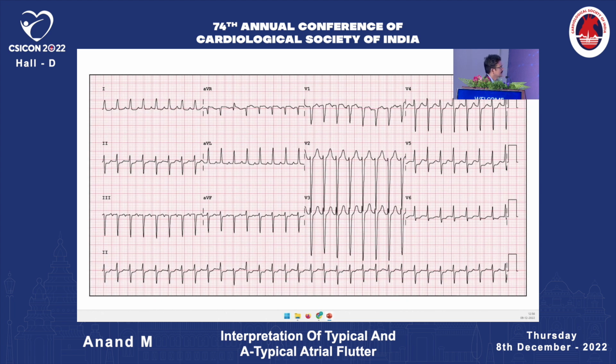This is another patient who has a 1:1 atrial tachycardia. You can see a P wave which is positive in lead 3, initially positive and then negative.